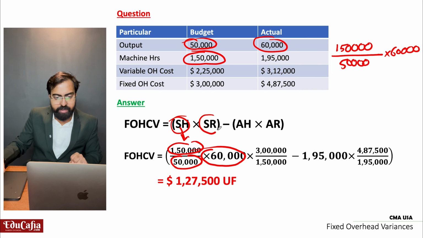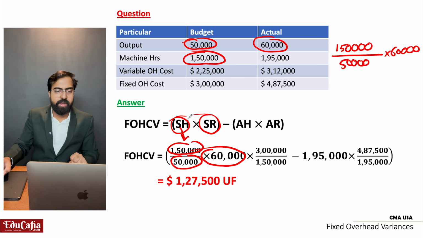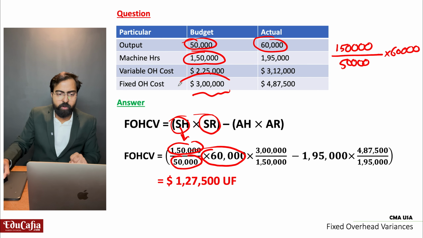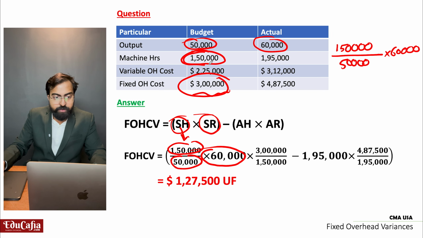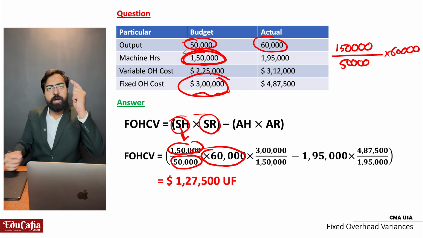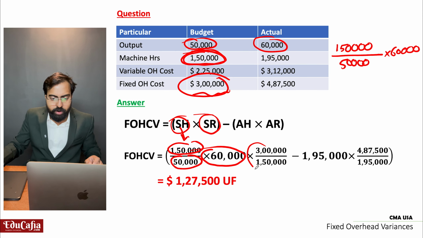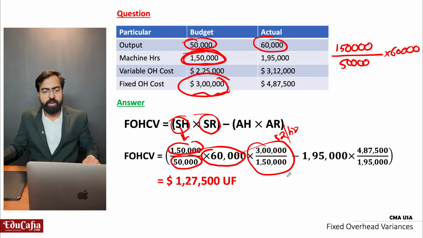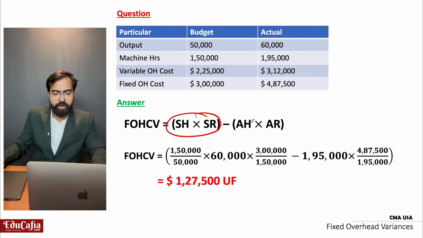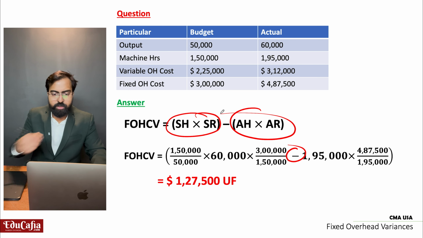Then standard rate. What is the standard rate? This is the total cost 3 lakhs, right? That 3 lakhs is for 1,15,000 hours. So per hour how much? 3 lakh divided by 1,15,000, that is equal to $2 per hour. You got it? So that is SH into SR minus AH into AR.